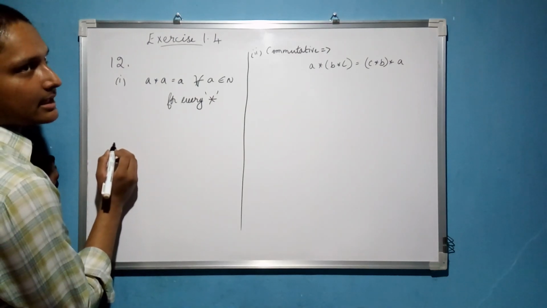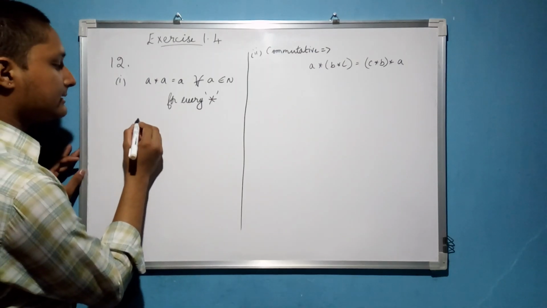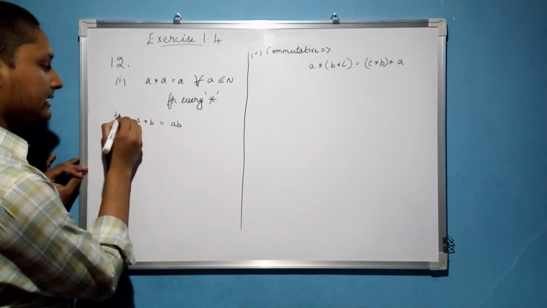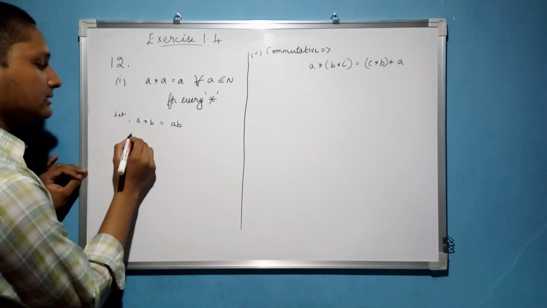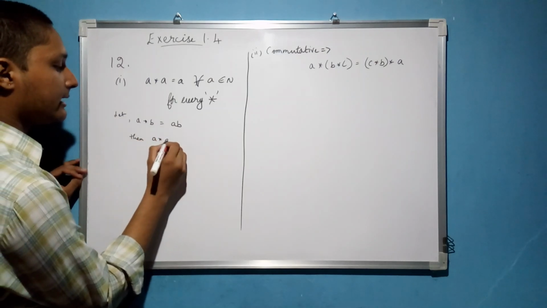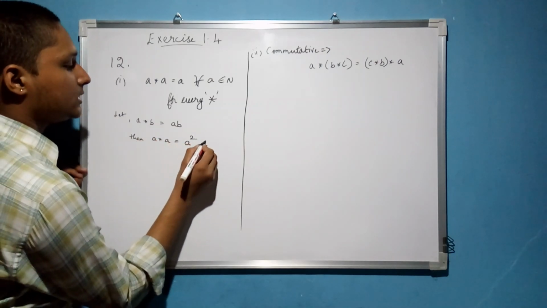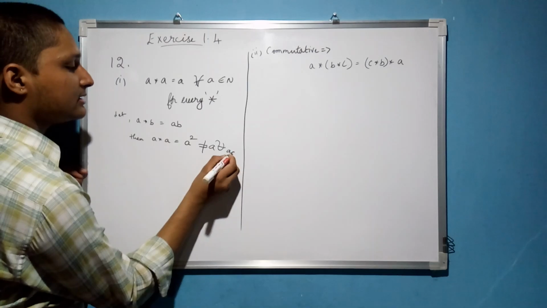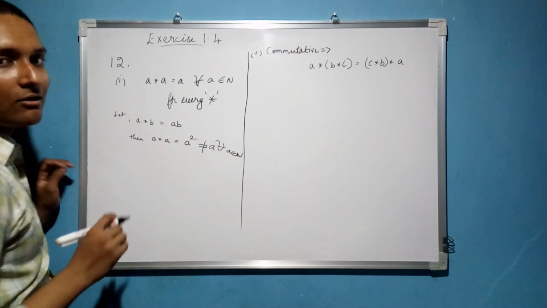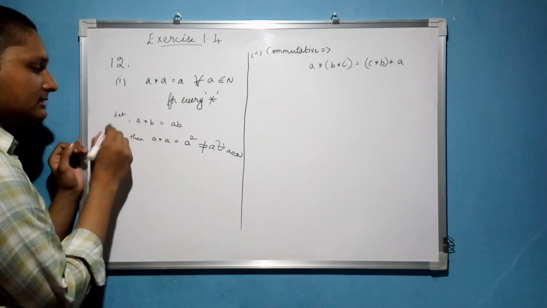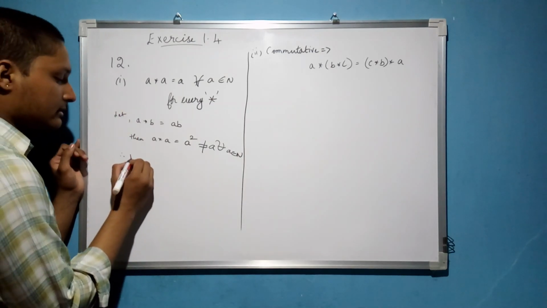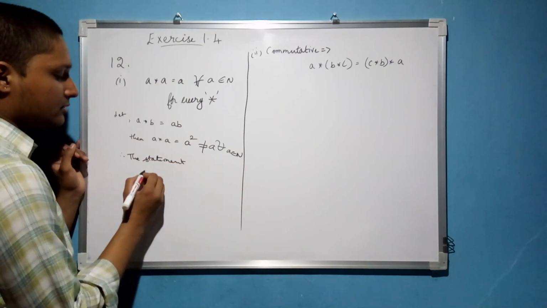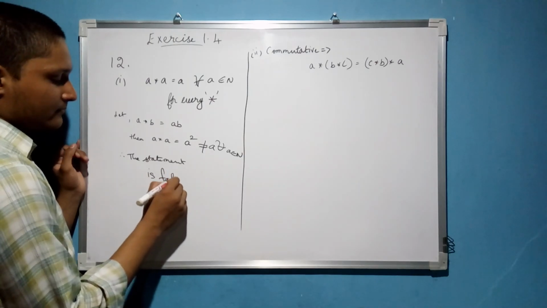So let me take an operation like this. Let a star b be equal to ab. Then a star a is equal to a square, that is not equal to a always, for every a belonging to N. This is just a counter example. Therefore the statement is not always true, or is false.